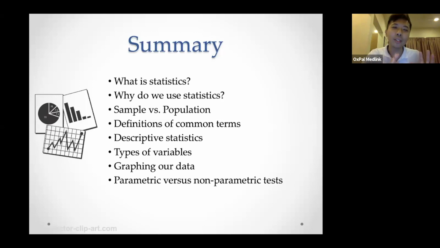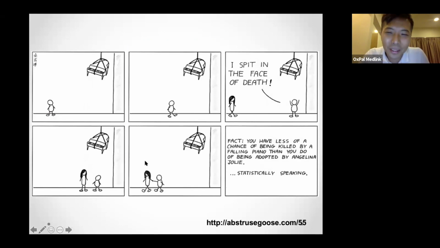And finally, the difference between parametric versus non-parametric. Parametric has 3 assumptions, and if any of the assumptions are violated, we should be using the non-parametric test. Thank you very much for listening, and I hope you enjoyed yourself and gained a better understanding of statistics. And so, yes, we have come to the end, and I'll welcome any questions.